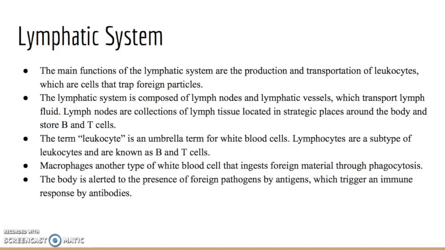The term leukocyte is an umbrella term for white blood cells. Lymphocytes are a subtype of leukocytes and are known as B and T cells. Macrophages are another type of white blood cell that ingests foreign material through phagocytosis. The body is alerted to the presence of foreign pathogens by antigens, which trigger an immune response by antibodies.